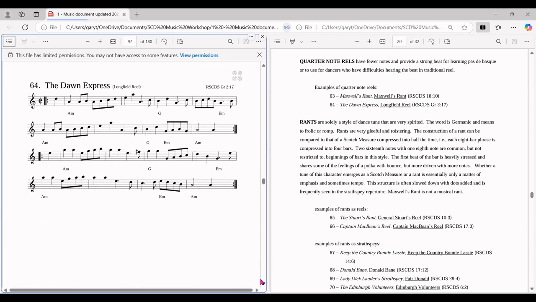Right, and another example of that would be Longfield Reel, the Dawn Express, number 64.